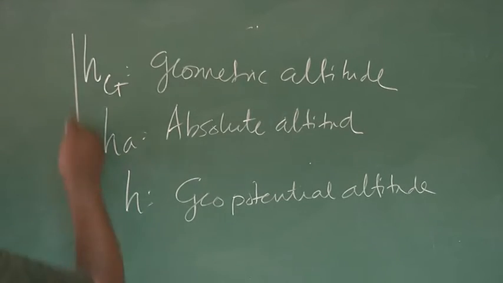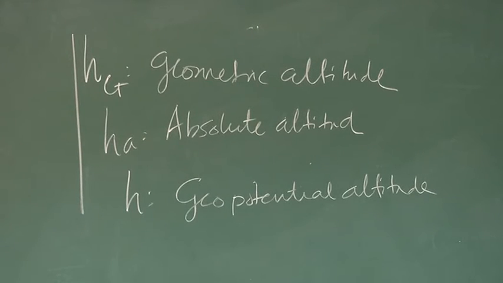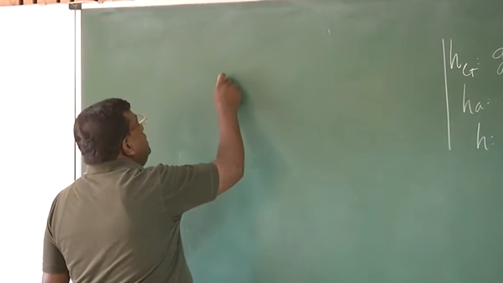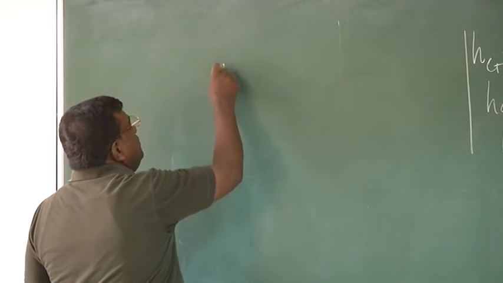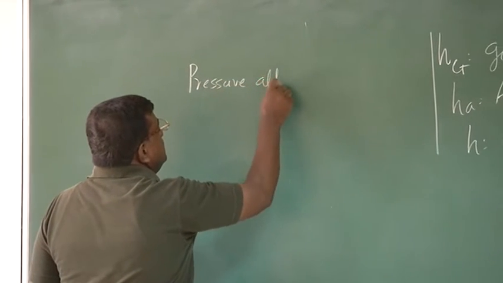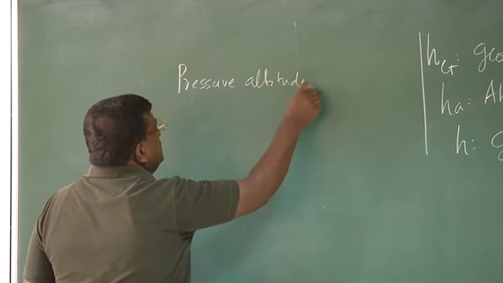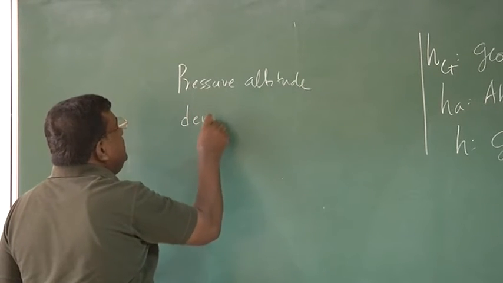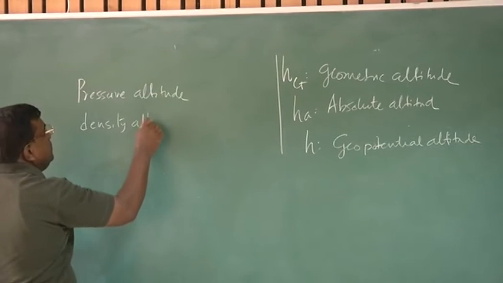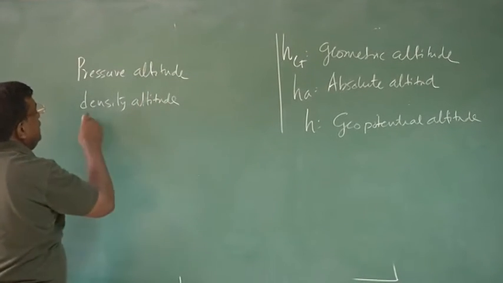So these three types of altitudes are used in defining the atmospheric description. Okay. There are other important altitudes you will find which we need to know. One is pressure altitude. Density altitude. Then temperature altitude.